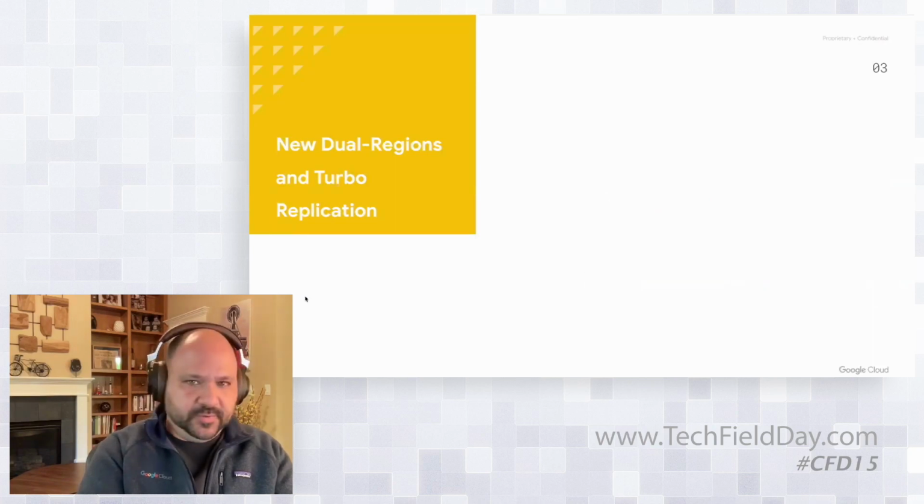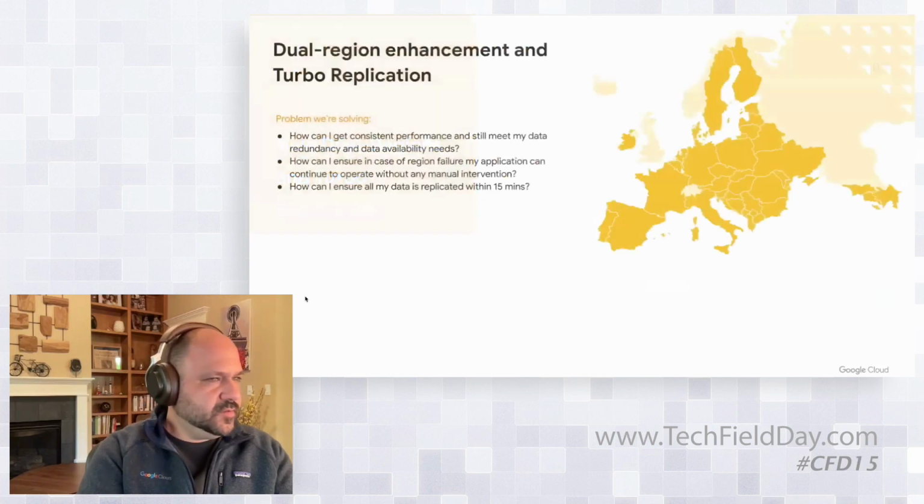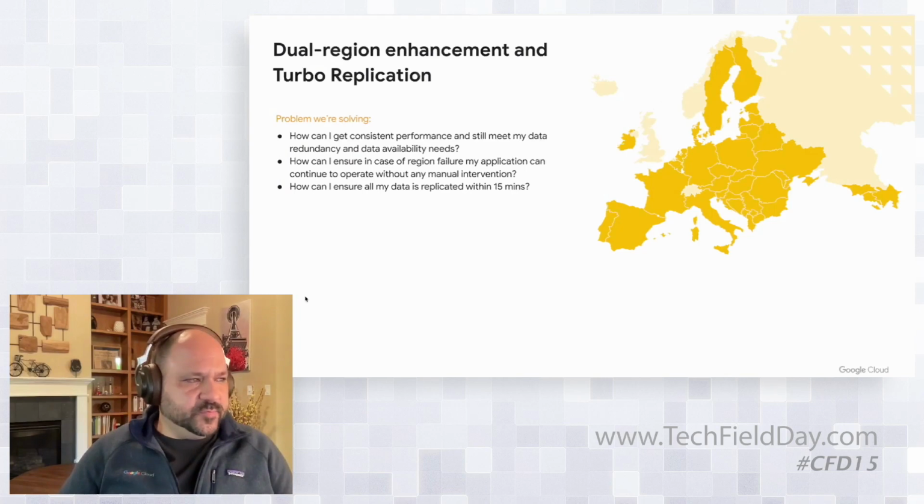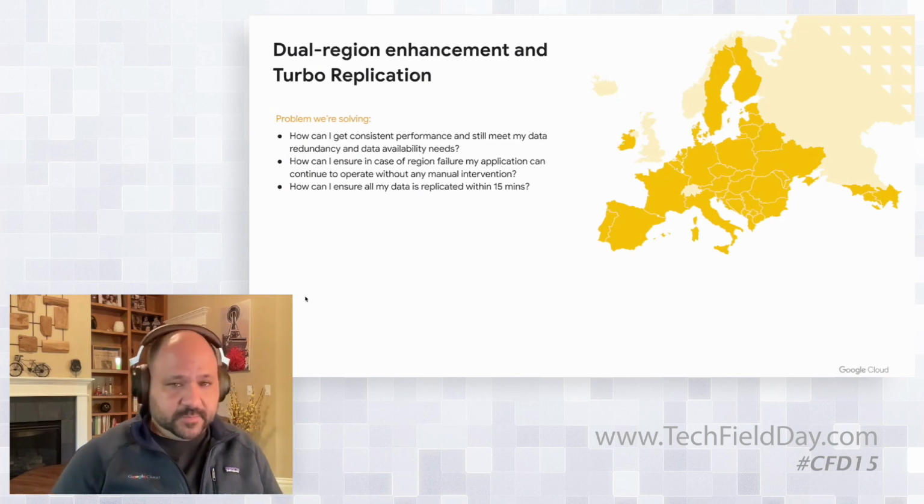So I'll move on a little bit to dual regions and turbo replication. So we talked a little bit about this earlier. The problem we're really trying to solve with these is how do you get consistent performance but still have the redundancy and availability that you need? What are you going to do if there is a regional outage or network partition? Can you continue to operate without a lot of manual intervention? And how can you get that RPO down to something that you need, a much lower number, like 15 minutes.